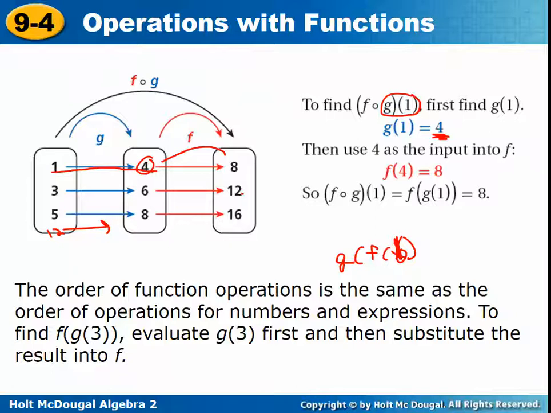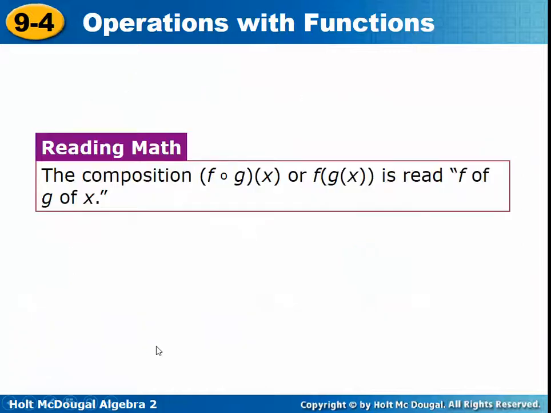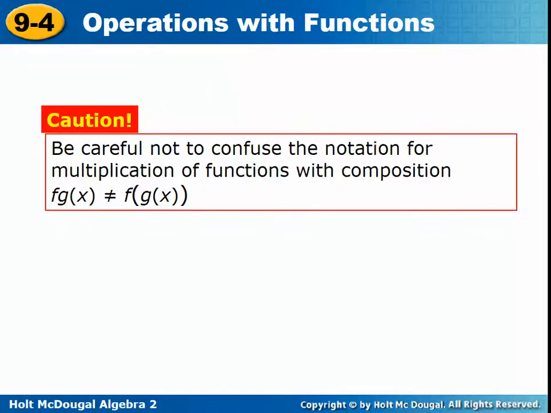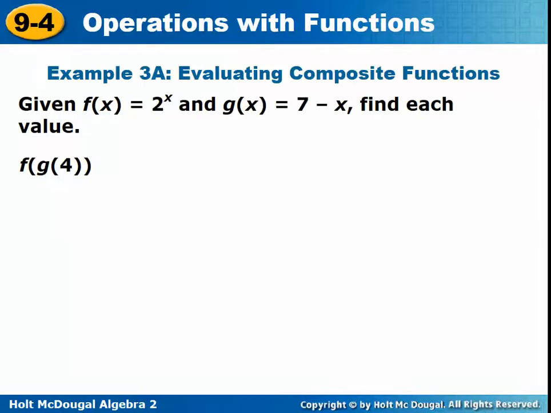So the order of function operations is the same as the order of operations for numbers and expressions. You would find the inside first and then substitute that result into f. So it's read f of g of x. And be very careful to see whether you're doing multiplication of functions, which they'll usually put both of those parts in parentheses, or composition, which is f of g of x. They're different answers. You will not get the same answer if you do both of them.